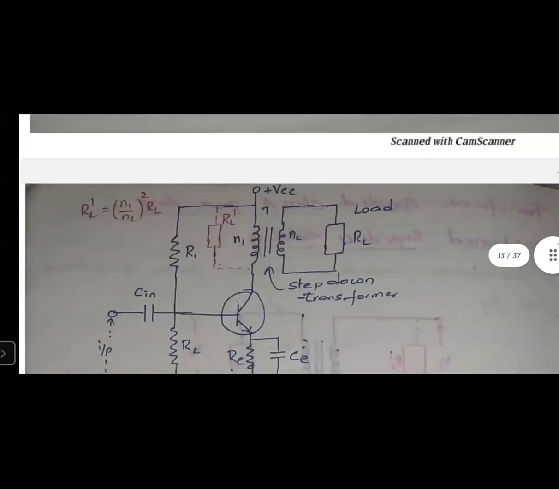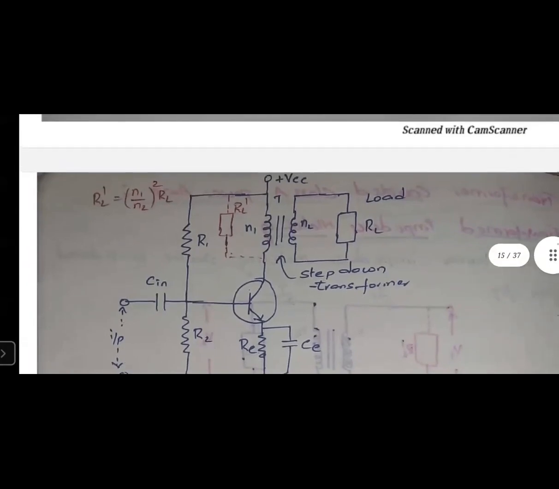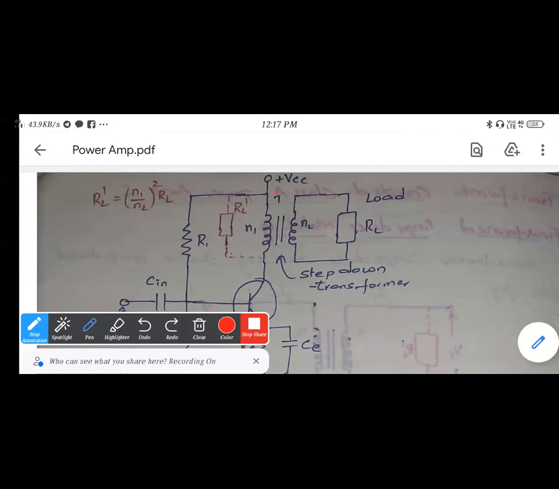What is our circuit? Previously we have taken the circuit that is series fed. Now we are taking the same circuit, that is the RC coupled amplifier or simply the common emitter transistor, where the collector resistance is connected with respect to the transformer. That is, this terminal is connected with the transformer that we have discussed. In place of RC, we are using the transformer coupled.